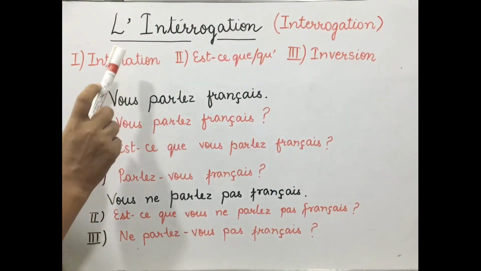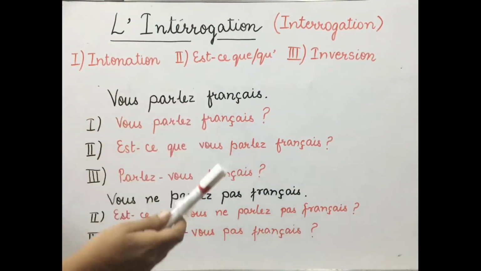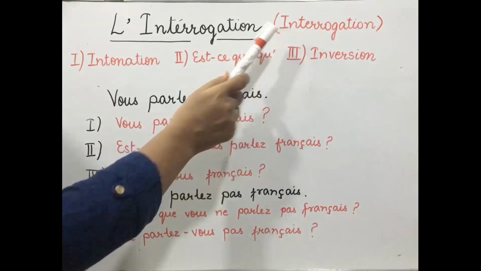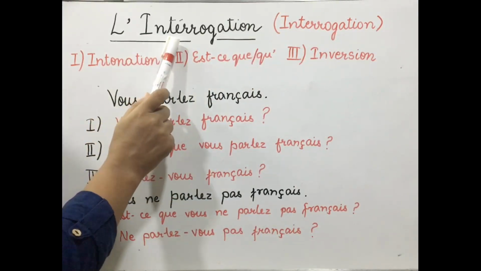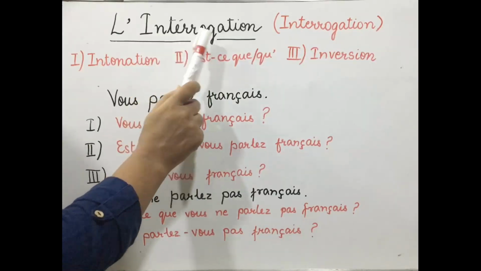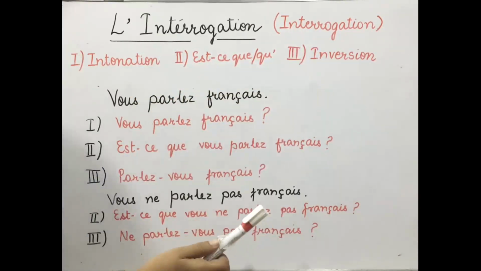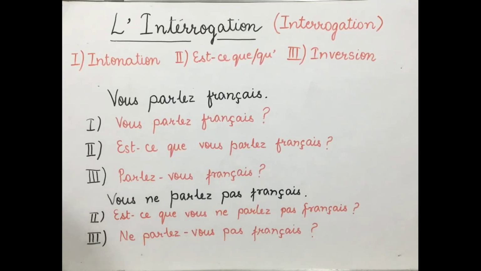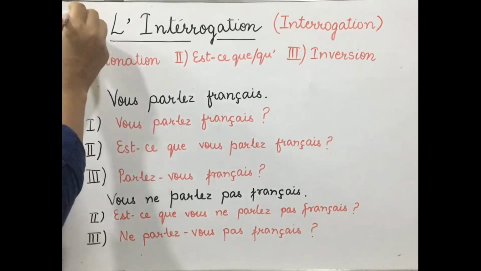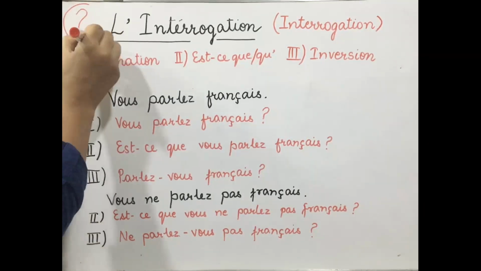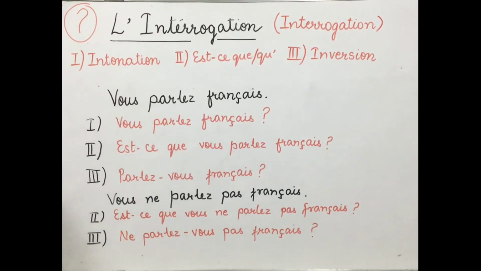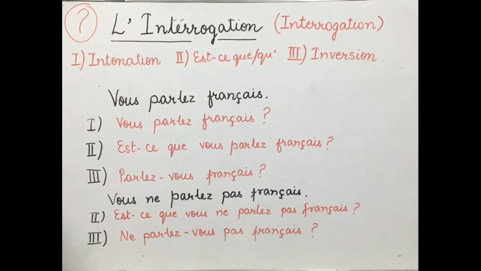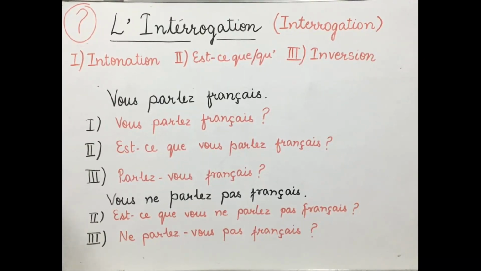Today's lesson is about the interrogation. The interrogation in French is l'interrogation. L'interrogation means the interrogation. Now what is interrogation? Here we have to learn the sentences in the question form, how we make a sentence in question form. So interrogation basically is the questioning. So we have to learn how we make questions out of the sentences.